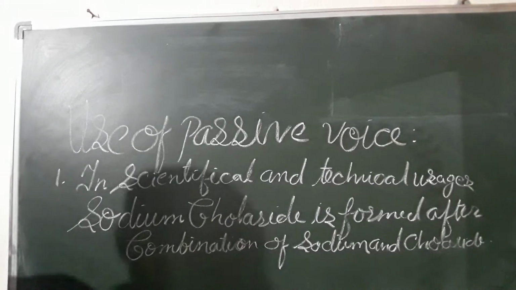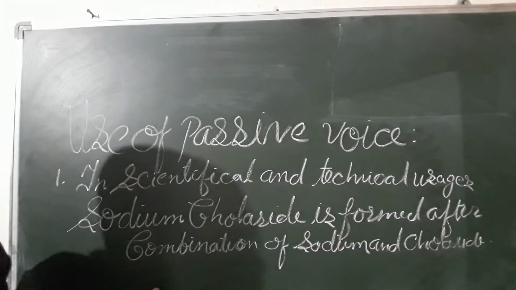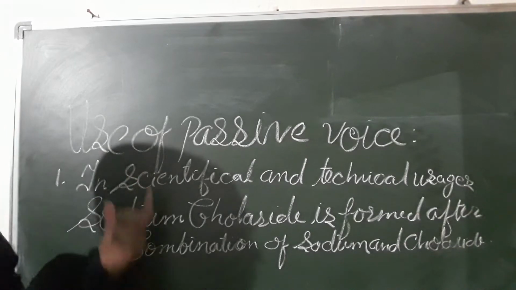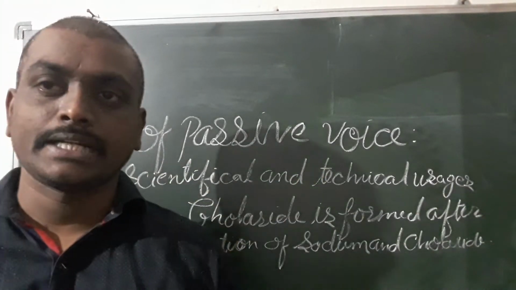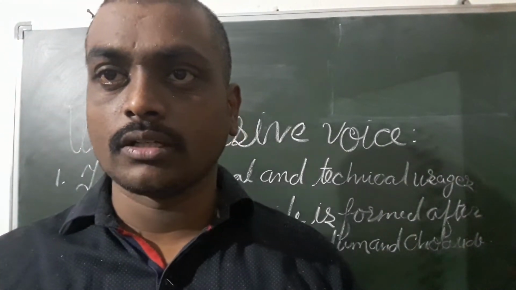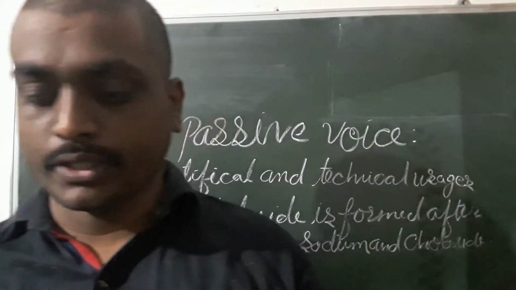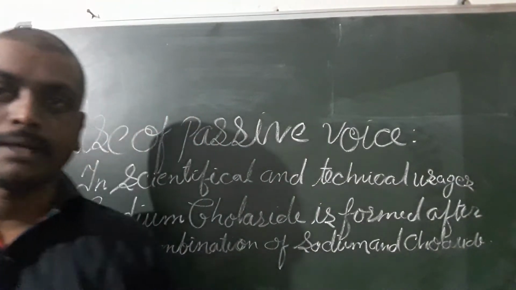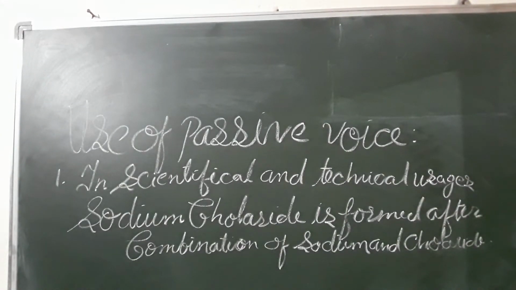The reason is that here it means that it is formed. So when we are depicting scientific and technical sentences like this, we have to depict them in the passive voice. Most sentences in science textbooks are in the passive voice only. So it is the first usage of passive voice in English. The second usage we are going to see now.